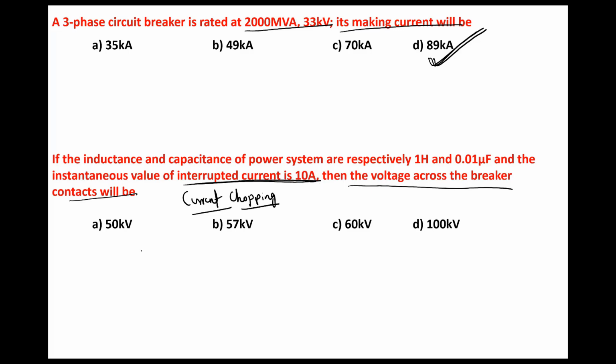So he's asking prospective voltage. Prospective voltage is given by instantaneous current chopped into square root of L by C. So this value will become how much? 100 kV, sir. Square root of L by C into this one, this value will become 100 kilovolt. So this is the prospective voltage that is appearing across the circuit breaker poles when you chop 10 ampere current, 100 kV. Understand?